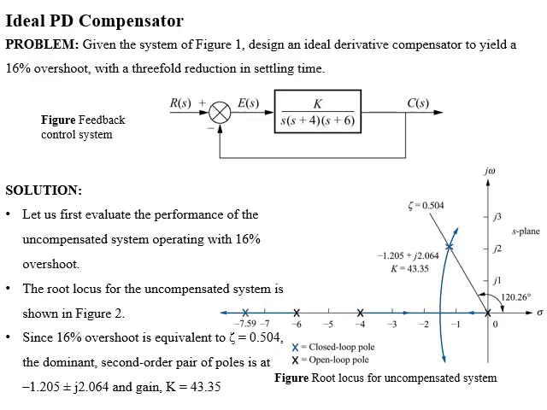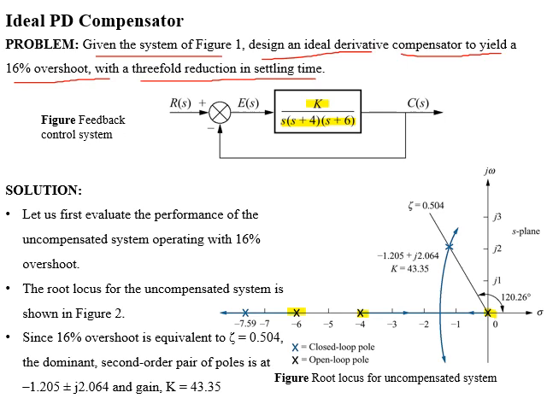Dear students, for the system given in figure 1, we have to design an ideal derivative compensator such that the response of the system has 16% overshoot with a 3-fold reduction in the settling time. If you analyze the forward path transfer function, it has 3 poles: one at the origin, the second at -4 and the last pole at -6.